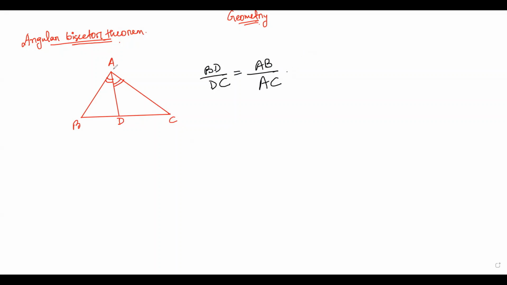That is, this internal bisector of this angle A bisects the opposite side in the ratio of the other two sides. Since here we have considered the internal angle, this theorem is known as internal angle bisector theorem.